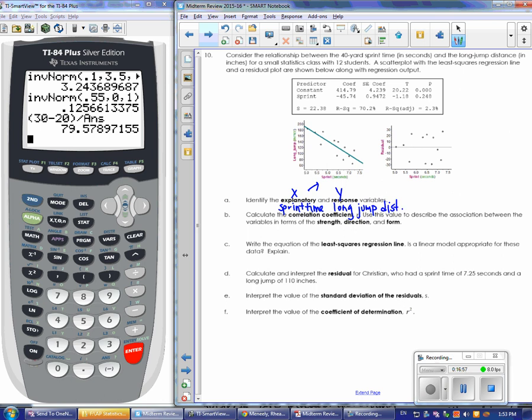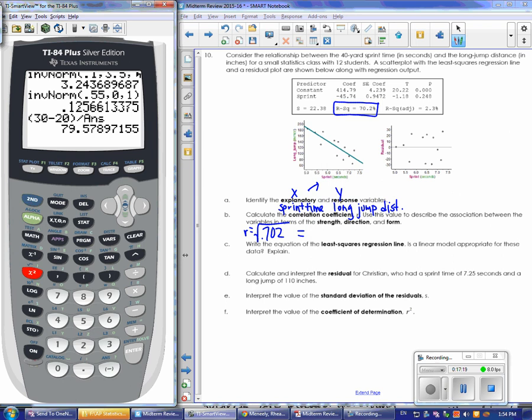It says to calculate the correlation coefficient. So remember, that's the r value. We're not given r, but we are given r squared. That's this number here. Make sure you change it back to a decimal before you figure this out. So if I want to find the value of r, I'm going to have to take the square root of 0.702. And so when I do that, I get 0.8379.